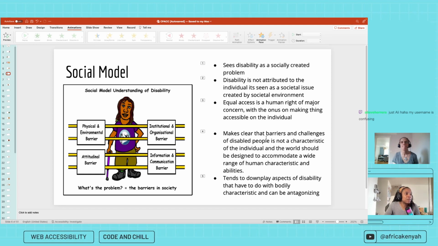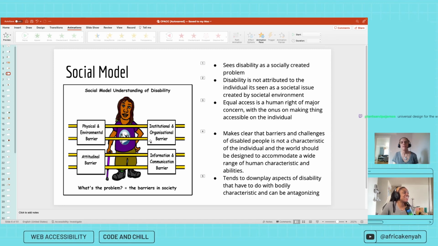It makes clear that barriers and challenges of disabled people are not a characteristic of the individual, and the world should be designed to accommodate a wide range of human characteristics and abilities. It tends to downplay aspects of disability that have to do with bodily characteristics and can be antagonizing. I think it's talking mostly about how the social justice-ness of it can be off-putting to some people because you're demanding rights. But I feel like sometimes you just have to be off-putting. I don't know. That's just me though.